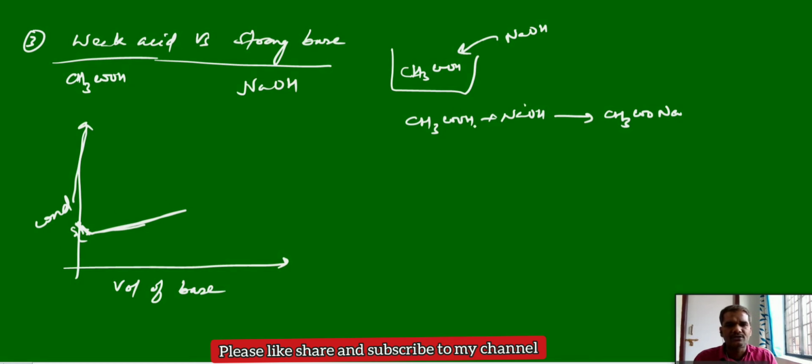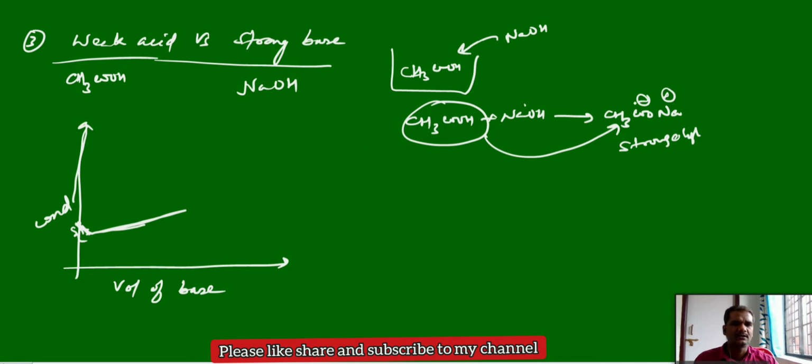When you add NaOH to the acetic acid, the acetic acid is slowly replaced by sodium acetate. We know that sodium acetate is a strong electrolyte. It can give ions like CH3COO- and Na+. So the sodium acetate ions can show more conductance than the acetic acid when you add a small drop of NaOH. That is why the conductance value will increase initially.